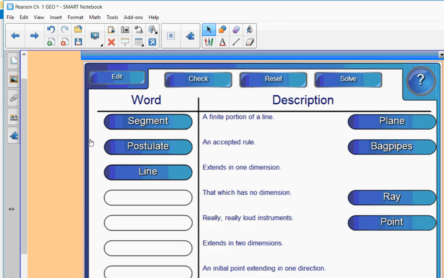That which has no dimension. So that was kind of tricky, but I think that's a point.